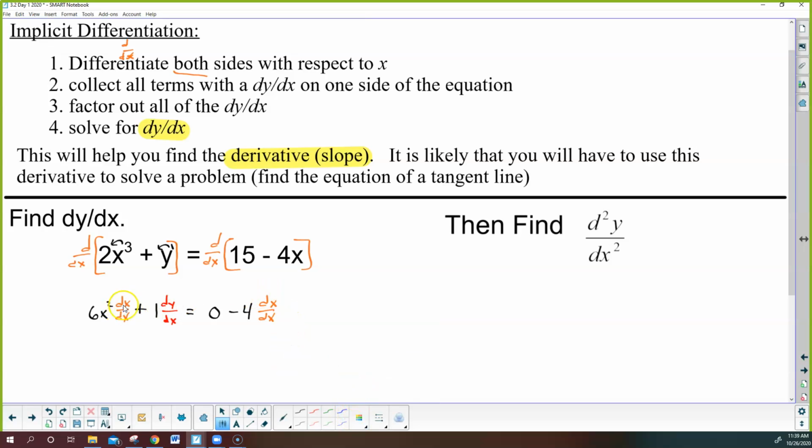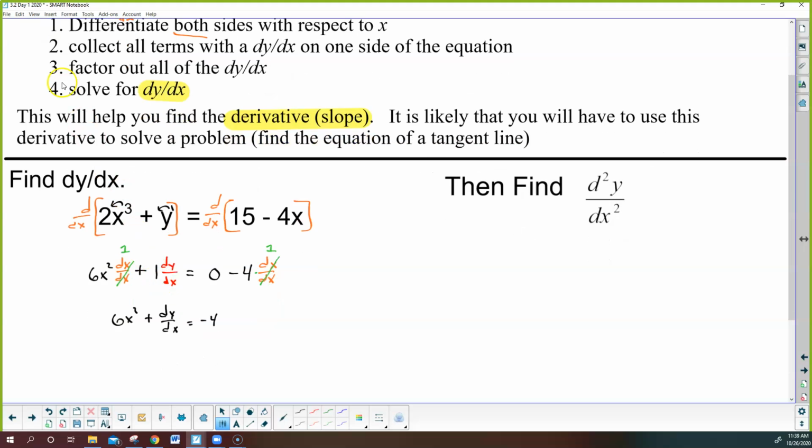Okay? Now what I usually do then is, since dx/dx is the same thing divided by itself, that really just turns into 1, which is why we don't have to write it, because it's going to turn into 1 times negative 4. So there's nothing really too crazy there. And what's left over then is dy/dx times 1 is just dy/dx. 6x squared now. Now we have to, well, in this case, we don't have to factor out a dy/dx because there's only 1. But step 4 is solve for dy/dx.